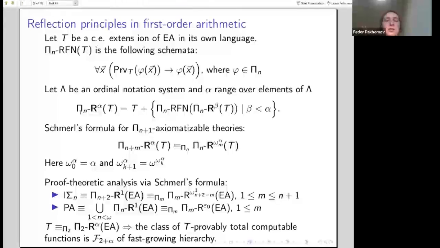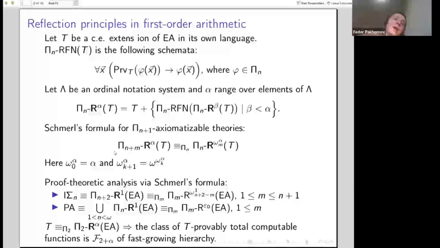Okay, so then if one takes the usual kind of ordinal notation system, or just some ordinal notation system that contains the omega exponentiation function, then it's possible to formulate the following Schmerl formula that connects iterations of stronger reflection over shorter ordinals with iterations of weaker reflection over longer ordinals. So namely, here happens the following.